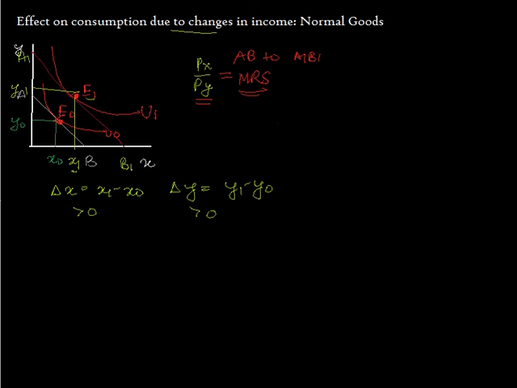Remember that both of these goods, your X and Y, are normal goods. That is, when income has increased, the quantity demanded of such a good has increased, other things being constant.